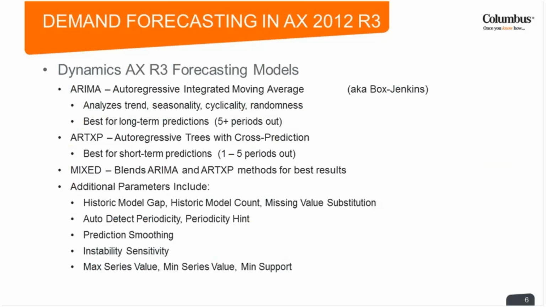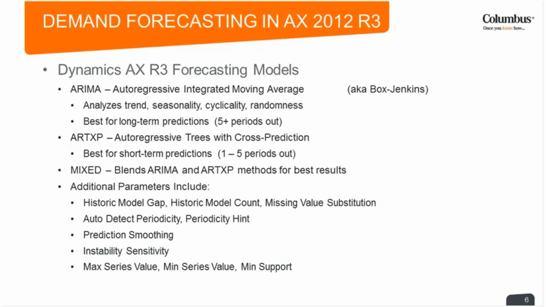So what are those three different models we talked about? ARIMA is autoregressive integrated moving average, also known as Box-Jenkins. It looks at trends, seasonality, cyclicality and randomness. You've got parameters to manage how it looks at those, and levers to tweak to make it more responsive or less responsive. It's really best for long-term predictions when we're looking out 5 periods or more. That's where it really shines.